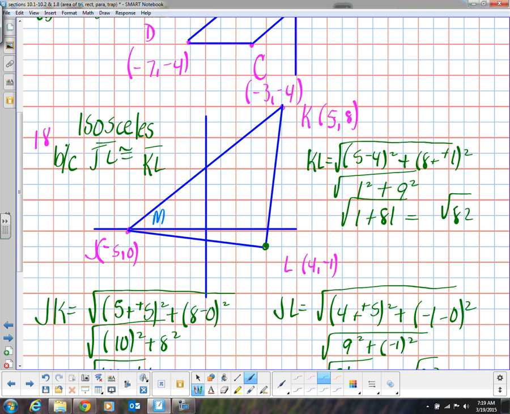Could we have done the slope of JL and said that that's negative 1 minus 0 over 4 minus a minus 5, or get negative 1/9, and then do the slope of KL, which is going to be 8 minus a minus 1 over 5 minus 4, which is going to be 9 over 1. Does that tell me that they're perpendicular? So there's another option. Caitlin?